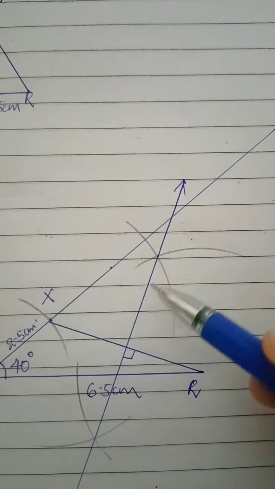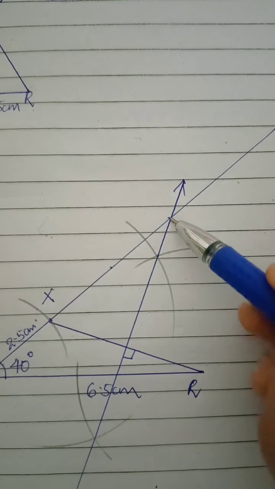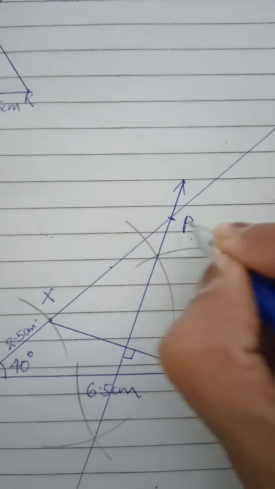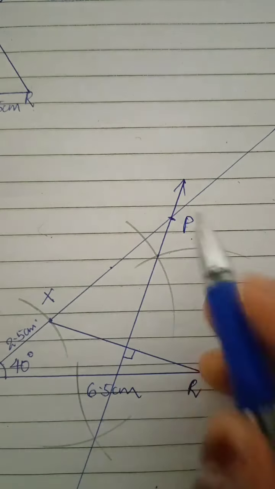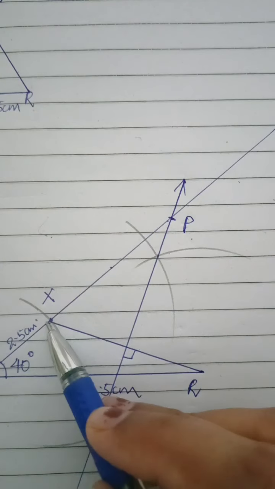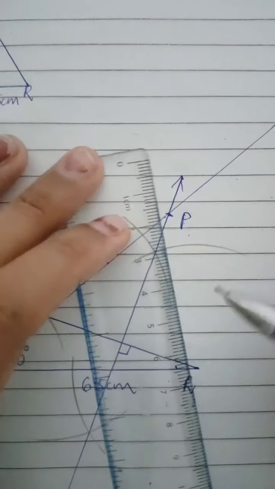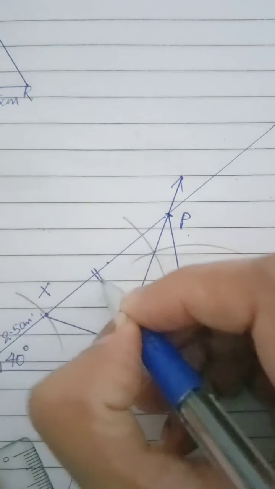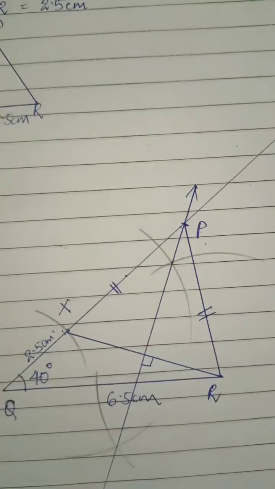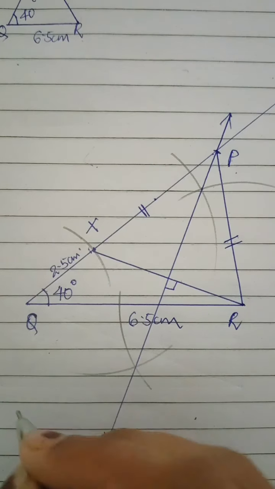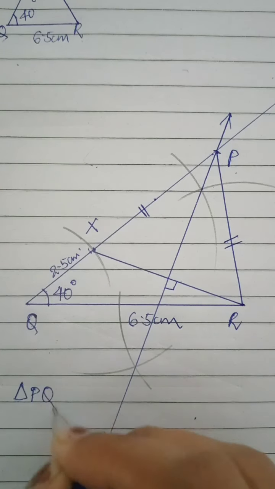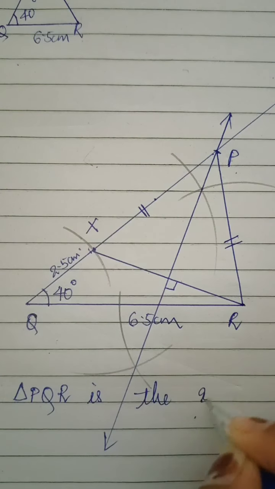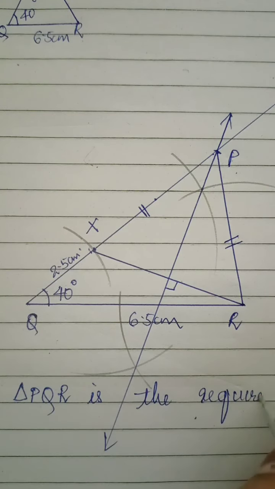Now any point on the perpendicular bisector, which is that point? This point of intersection will be our required point P. Its distance from X and its distance from R is the same. We have our required triangle PQR. Triangle PQR is the required triangle.